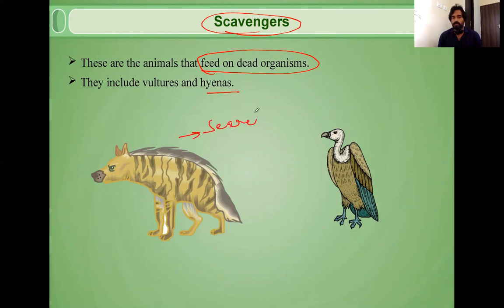So when this tiger and lion hunt their prey and eat it, they leave some of the flesh, and this hyena actually goes there and eats that residual flesh. And vultures eat animals which are dead. And that's why this mode of nutrition is known as scavenger. And these are very important. Scavengers help in cleaning the environment of dead bodies.